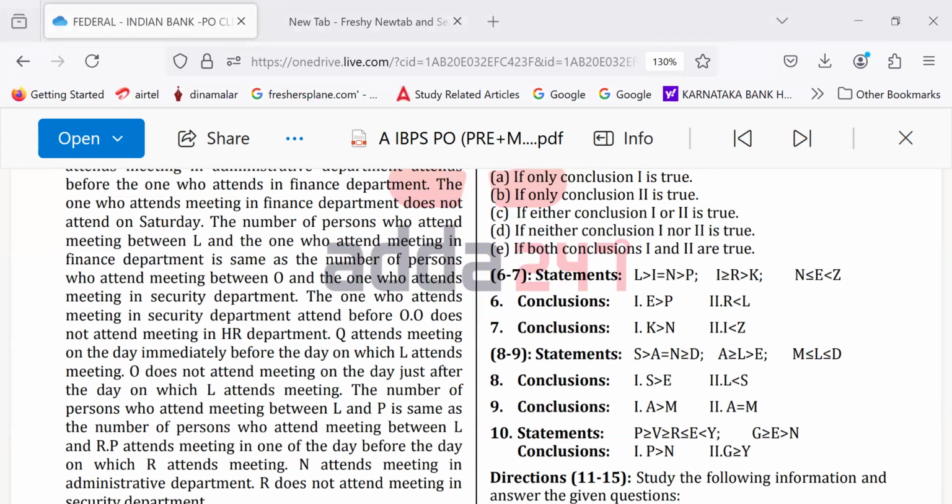Are you able to see the questions, boys? Yes, sir. Yes or no? Yeah, we can see the question. You are able to see the questions. Very good. Question number 6 to 10.